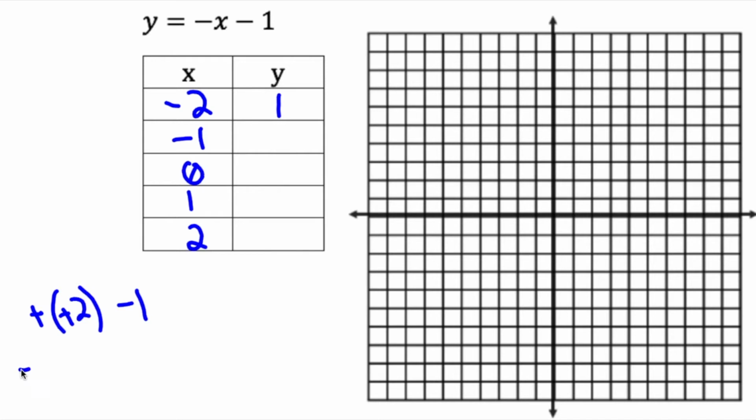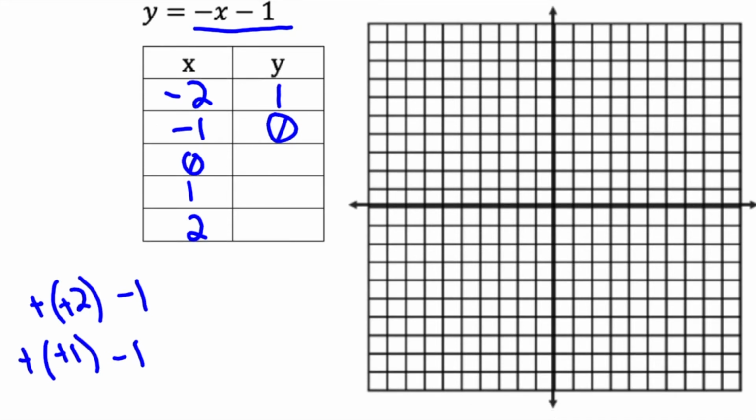So let's plug in -1 now. So I have a negative, I'm plugging it into this function right here. So I have a negative, and then x is -1, and then I got a -1. So double negative is a positive, so 1 minus 1 is 0. Next is 0. Let's plug 0 in. So I have negative, and then x is 0, -1. Well, -0 is the same thing as +0 because 0 doesn't have a positive or negative. So I have 0 minus 1, which is -1.